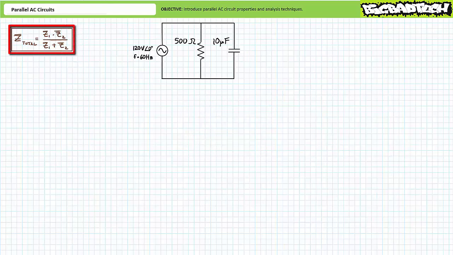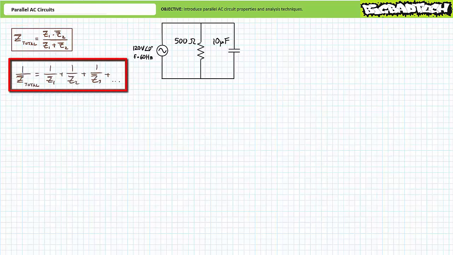One formula states the total impedance of a parallel relationship of two elements is Z1 times Z2 divided by Z1 plus Z2. The second formula states that 1 over the total impedance of a parallel relationship of any number of elements is 1 over Z1 plus 1 over Z2 plus 1 over Z3, and so on.